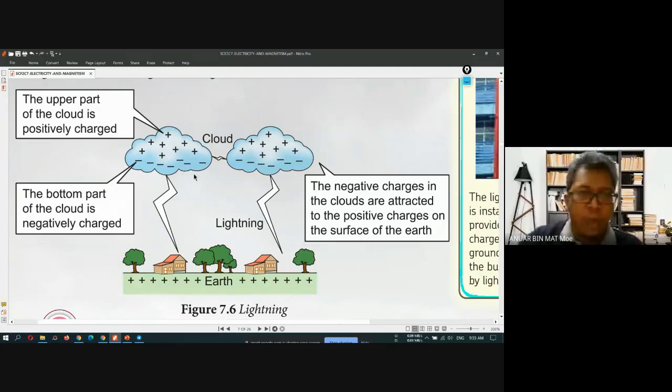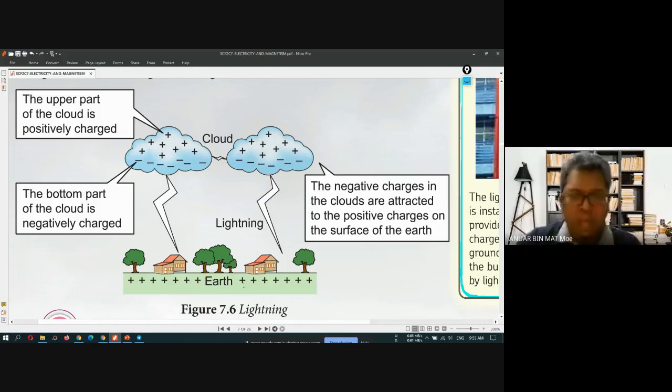When the cloud is near the Earth, the negative charges from the cloud will jump to the Earth. Why? Different charges attract, same charges repel. The cloud has positive and negative charges, whereas the surface of the Earth has positive charges. So what happens? The negative charges from the cloud will jump to the surface of the Earth.